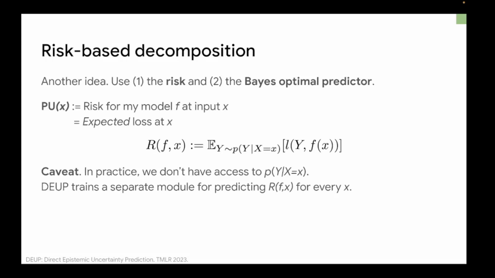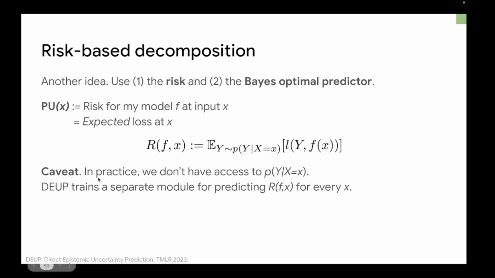The second type of decomposition that people have come up with is based on risk. It's not my favorite, but you're going to see why this is not my favorite. So here we're going to use the risk and the Bayes optimal predictor. I'm going to define R of f and x as the risk for my model f at input x. That's going to be my expected loss at x. So risk here means simply the expected loss value over the distribution over y.